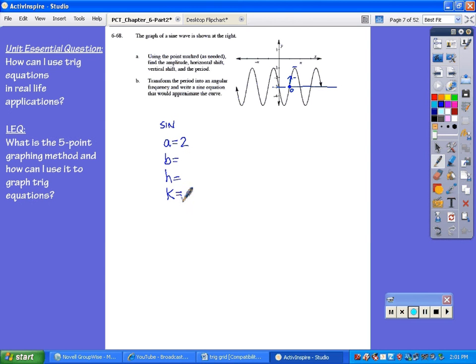Vertical shift here is going to be -3. Down 3. Okay. And looks to be right shift here. This is a pi. Okay. So that means we're right pi over 2.